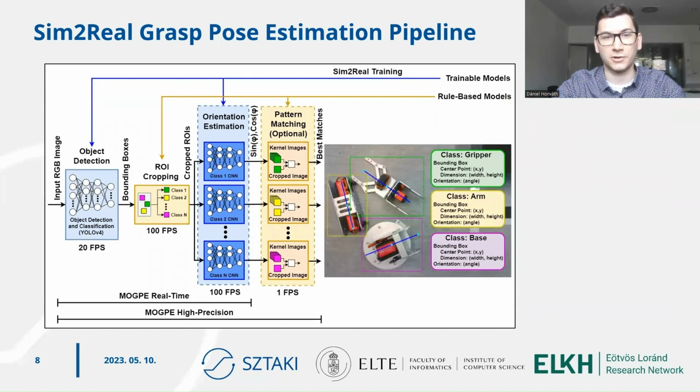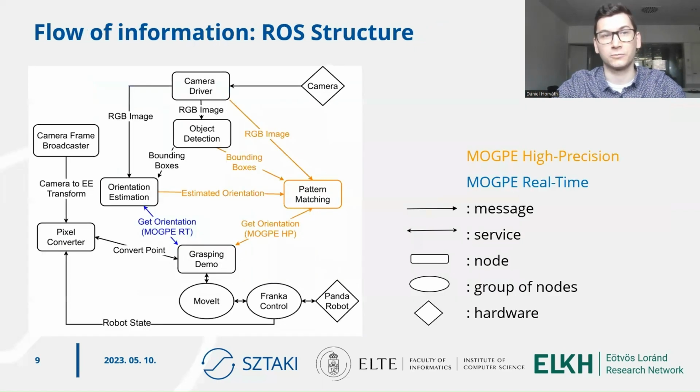That was the four steps. I'm just showing you the pipeline once again: the object detection, and the region of interest cropping, then the orientation estimation, and then the pattern matching at the end. And now I'm going to talk a bit about how the flow of information works in our robot.